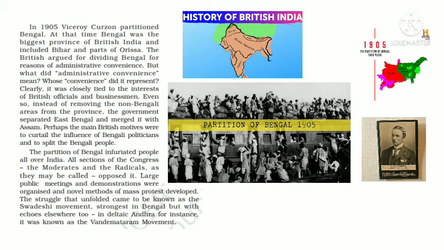Even so, instead of removing the non-Bengali areas from the province, the government separated East Bengal and merged it with Assam. Perhaps the main British motives were to curtail the influence of Bengali politicians and to split the Bengali people. The partition of Bengal infuriated people all over India. Okay, all sections of the Congress, that is the moderates and the radicals as they may be called, opposed it.